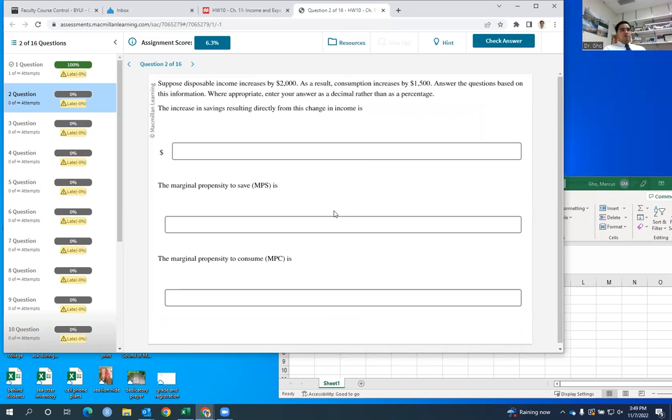Increase in savings as a result directly from the change of income: savings just went up by $500. That's the portion that was not consumption. Marginal propensity to save, 500 divided by 2,000 is going to be 0.25. Marginal propensity to consume is the change in consumption, 1,500, divided by the change of disposable income of 2,000. 1,500 divided by 2,000 is 0.75. If you want to check your work, the MPS plus the MPC should equal 1.